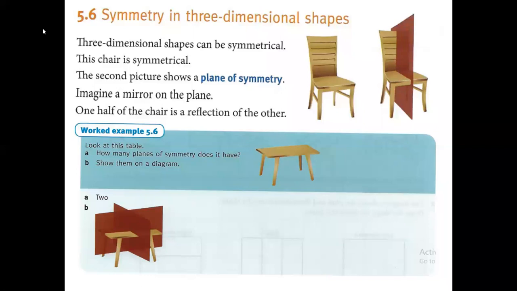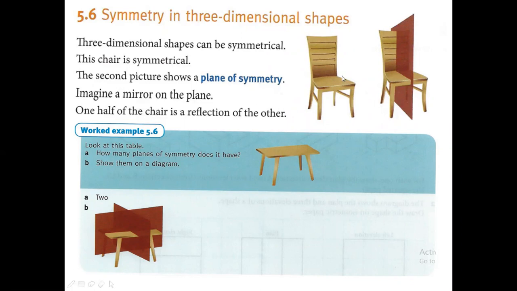In the same way, in three-dimensional shapes also, symmetry is possible. But here there is no line. Here we are going to take a plane. In two-dimensional shapes, you have a line of symmetry. Here we are going to take a plane of symmetry in the case of three-dimensional shapes. Look at here. Three-dimensional shapes can be symmetrical.